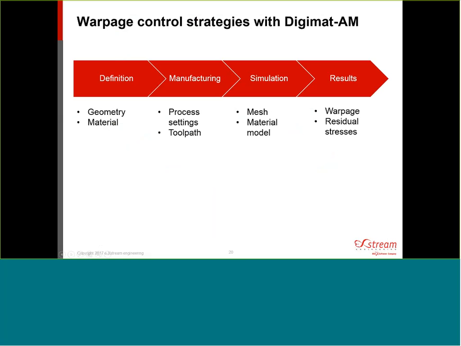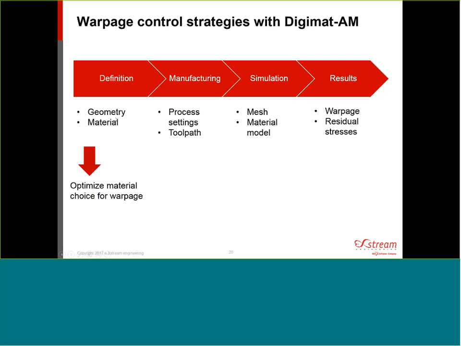So what is your geometry, what is your material? Then how you will actually print it, so define your manufacturing. So what are your process settings, what is your tool path? Simulate everything you have defined previously and obtain as results warpage and residual stresses. So why I'm presenting it in this way is because we can see basically what are the entry points to the simulation and how the results can be used afterwards to minimize warpage.